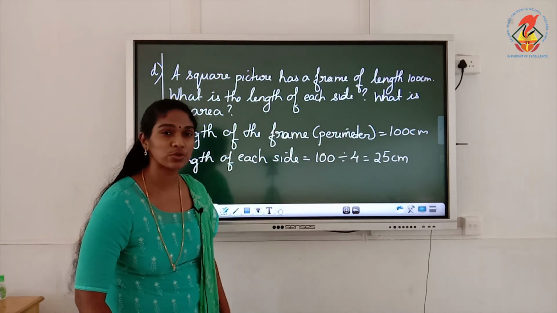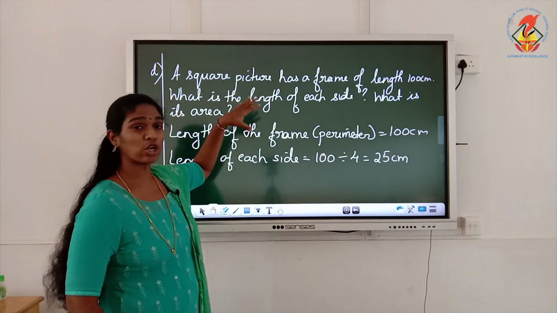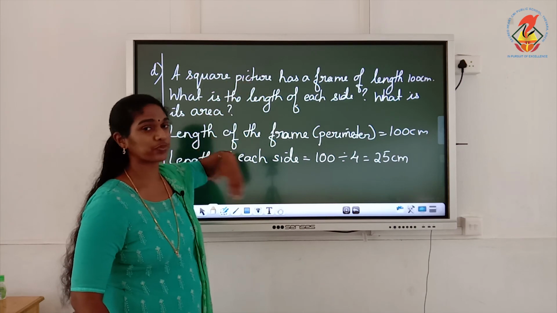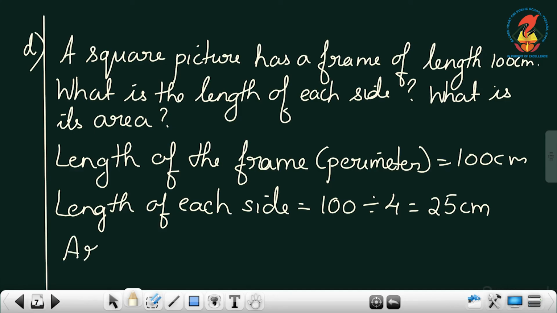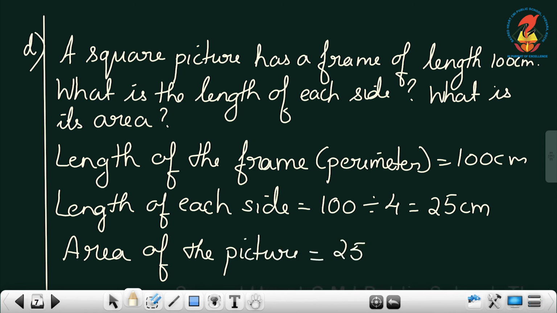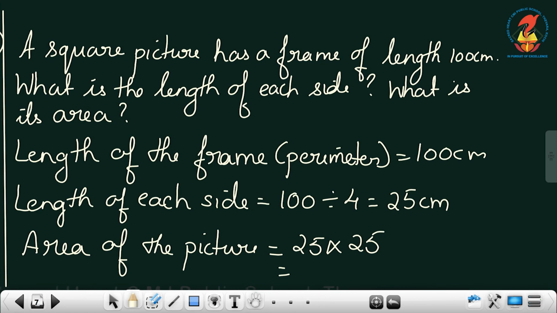How to find the area of a square? Why am I talking about square? Because it's a square picture. So, how to find area of a square? Side into side. So, find area of the picture. What is the area? 25 into 25. Multiply and see what you are getting. 25 into 25.